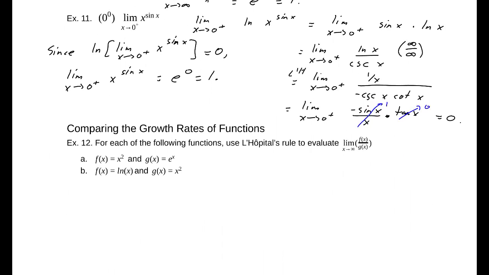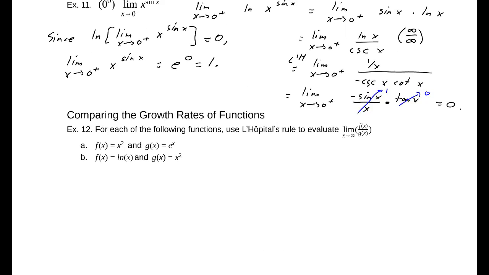Our last question is this idea of comparing growth rates. Now this actually works out to be a great lab, something to just sort of play with. But if we have some functions and we take the ratio of them, so here we have f of x and g of x, if we compare these two, the ratio of them, it actually tells us how fast they grow. If the limit is a constant, then it actually tells us that they grow at the same rate.